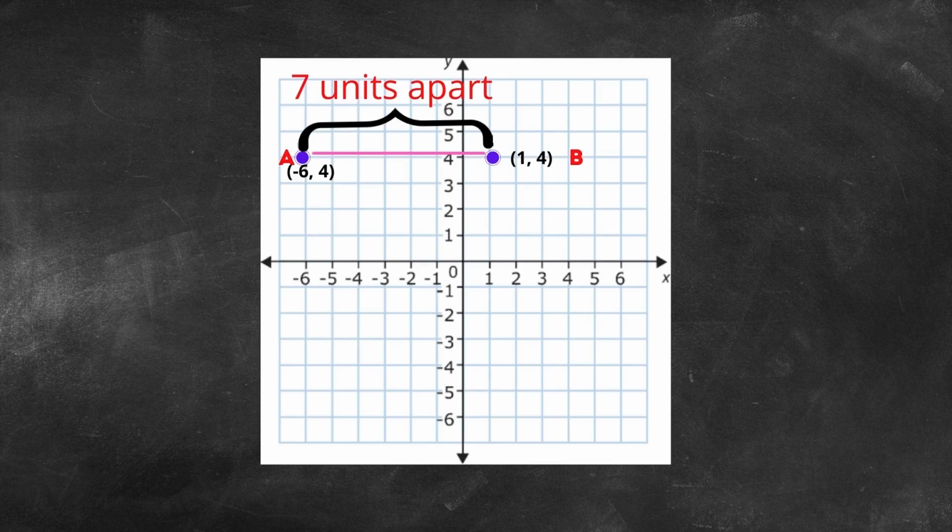Notice, if the points are located horizontally from each other, the y-coordinates are the same. So in this illustration, y is both 4. All you need to do in order to get the distance is also to get the numbers that are not the same. So here, the numbers are -6 and 1. If we add that together, that would give you 7 units. So the distance is 7 units apart.